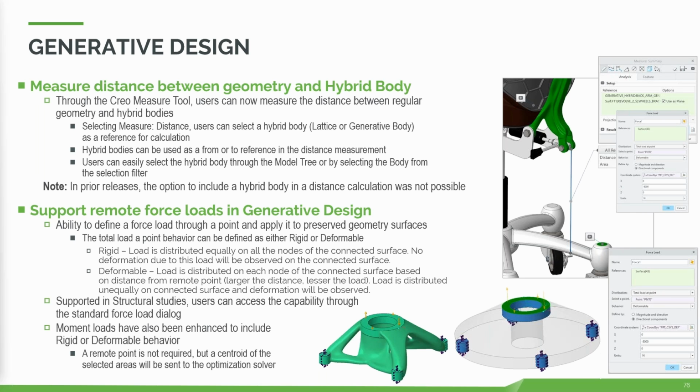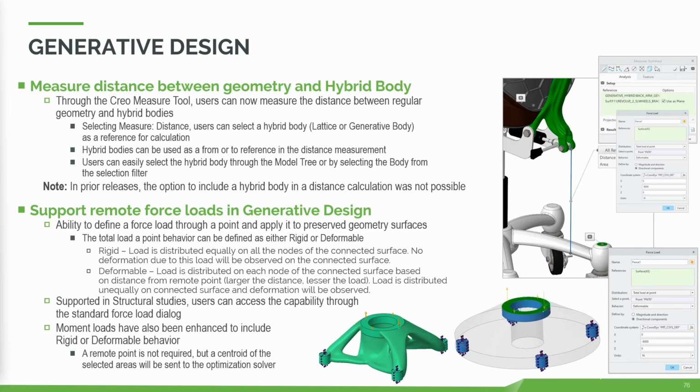We can now measure the distance between geometry and the hybrid body. The hybrid body is essentially the generative body that you create after you've run the optimization. So it might be a faceted model. Before you go off and turn that into regular solid geometry, which can take a little while, you might want to do a few checks. We can take those measurements at that point in time.